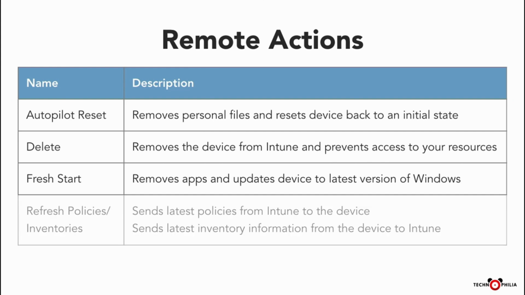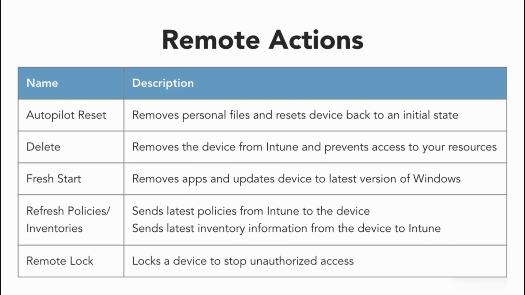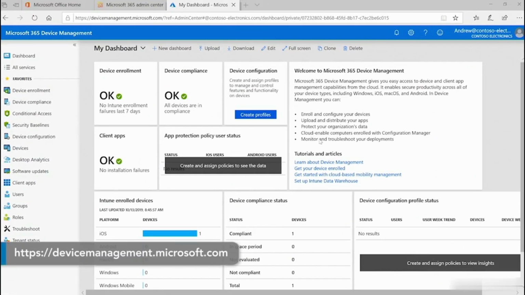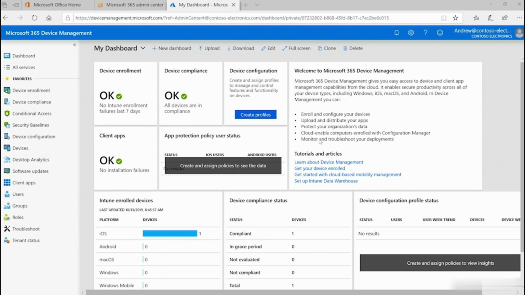Intune can also be used to either refresh policies, which forces a manual refresh of the policies from Intune to the device. And you can force a refresh inventory so that the device sends the latest inventory information back to Intune. And finally, you can remotely lock a device. The device needs to be unlocked by a user to be accessible again, and they'll need to enter their PIN or password. Let's drop onto our demo tenant and see the various remote actions that we can take on devices that have been enrolled into Intune.